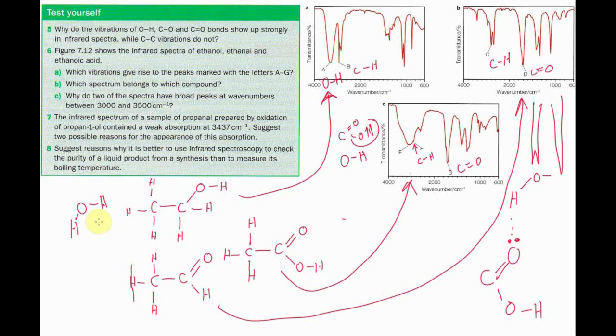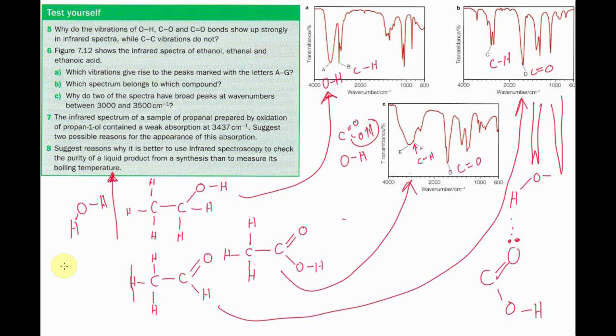It's an impurity. Suggest reasons why it is better to use infrared spectroscopy to check the purity of a liquid product from a synthesis than to measure its boiling temperature. Right, well, you can get materials that have got similar boiling temperatures. That's the first thing. So you can't just do a boiling point on something and confirm the identity of it, because there are materials that have got similar boiling points. Also, boiling points do vary according to atmospheric pressure. And if you're living somewhere like Boulder, Colorado, which is high altitude, things will boil at a lower temperature than they would at sea level. So you can get some variation there.